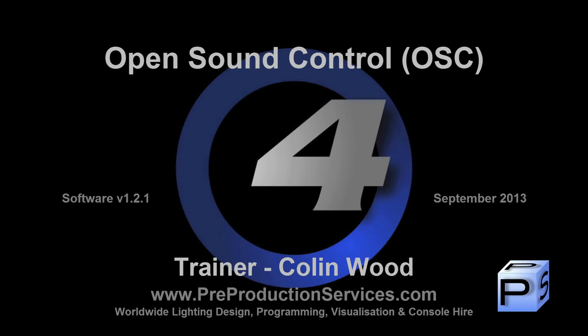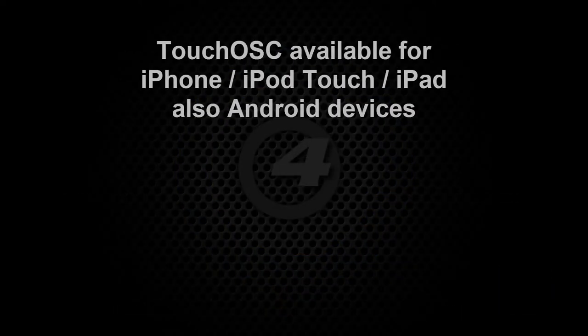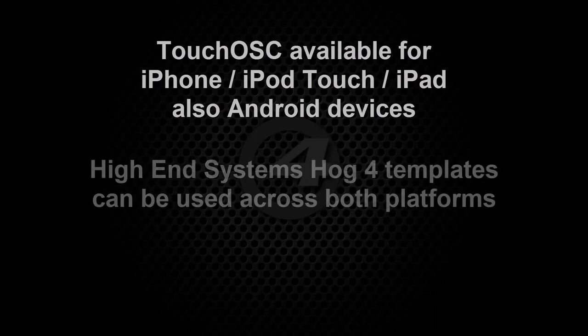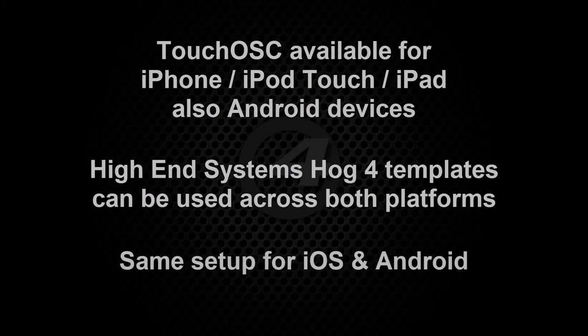Hello and welcome to this Hog 4 tutorial, which will show you how to set up a mobile device such as an iPad so that it can be used to control basic functions on your console with the use of the Touch OSC application. This application is now also available on the Android platform, and the templates created by High End Systems for the iPad and iPhone can still be used. The steps that will be shown in this tutorial for the iPad can be directly applied to setting up your Android device.